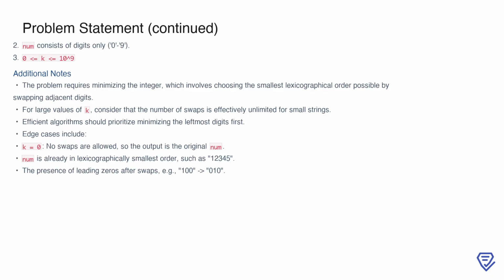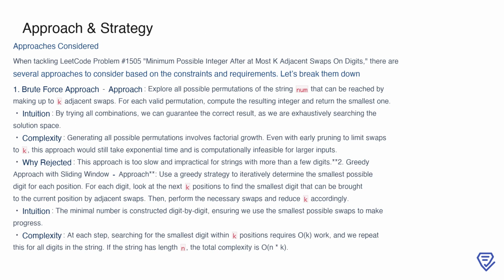Key considerations include prioritizing the smallest digits for leftmost positions and handling edge cases, such as when k equals 0, meaning no swaps are allowed, or when the number is already in its minimal order. Additionally, pay attention to scenarios where swaps create leading zeros, as these can affect the result and must be handled correctly.